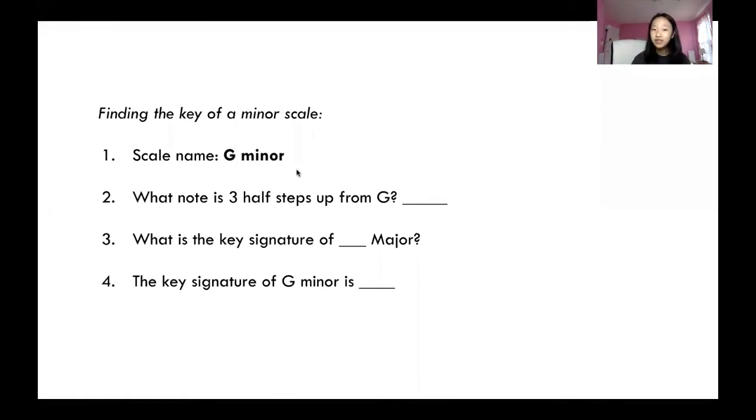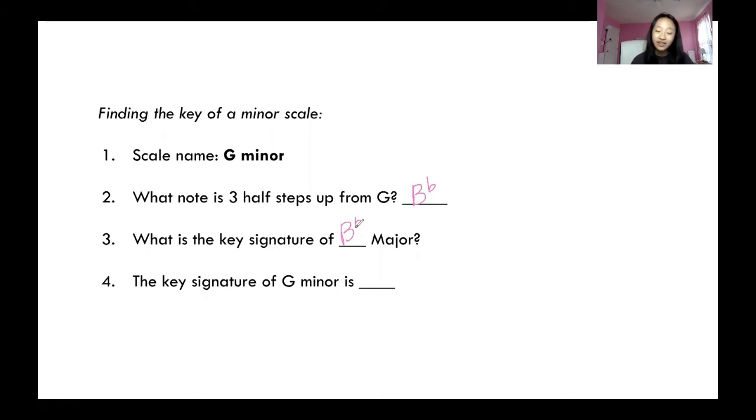Okay, and the last one is G minor. Oh wait, second last one. So what note is 3 half steps up from G? Let's count. So we go to A flat, to A, and then to B flat. So the note that's 3 half steps up from G is B flat. That means the relative major of G minor is B flat major. They have the same key signature.